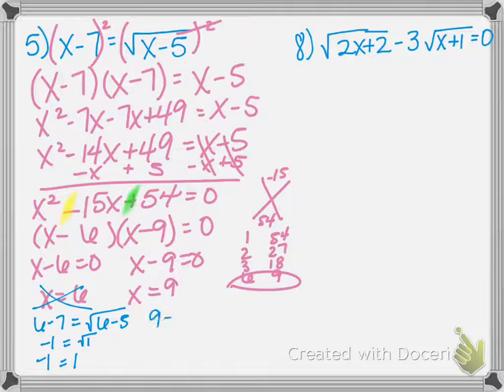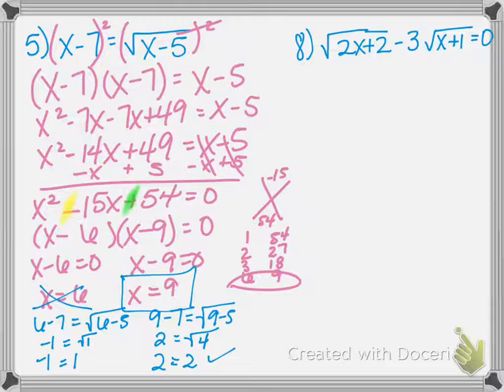Plug in that 9 just to double check the next one. 9 minus 7 equals the square root of 9 minus 5. This gives me 2. This gives me the square root of 4, which is 2. So this one works out. So for this one, I do have an extraneous solution, and the only one that is my answer is 9.